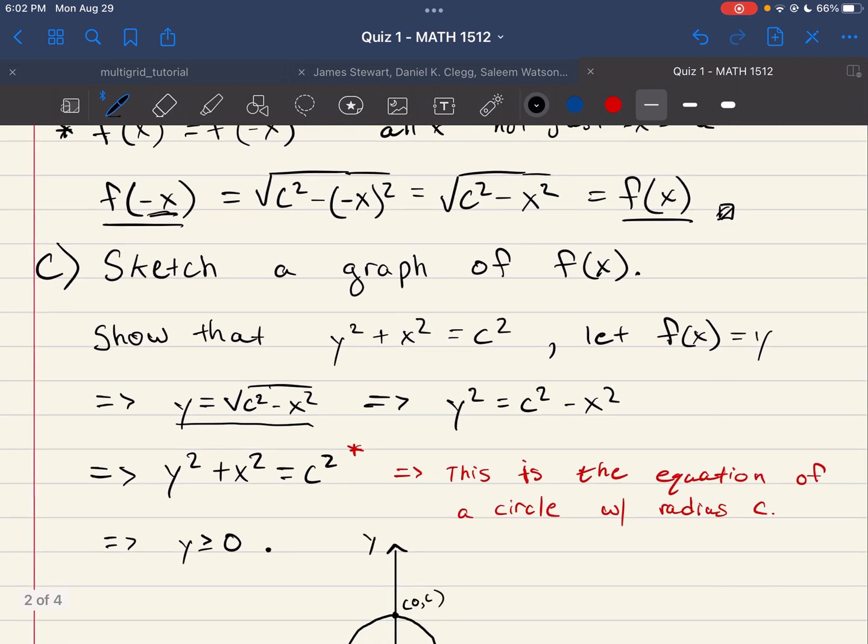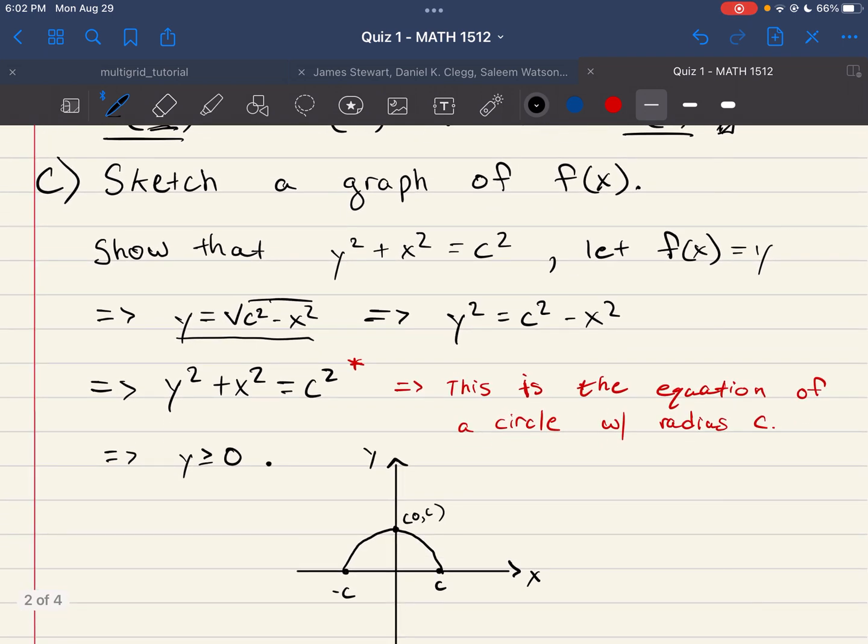So into part C, we wanted to sketch a graph of f of x. It gave you a couple hints. The first one was to show that y squared plus x squared equals c squared. So f of x is y. Then we're given that y equals the square root of c squared minus x squared. Squaring both sides, we get y squared equals c squared minus x squared. Add the x squared to both sides, and we get y squared plus x squared equals c squared.